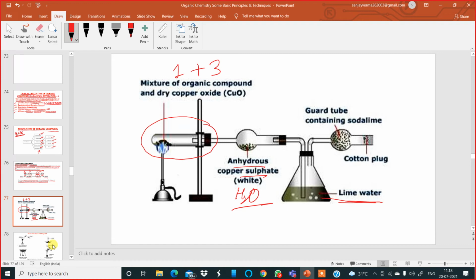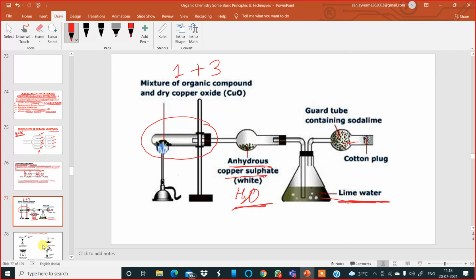If by chance there is any ammonia or any other gases coming out, they are collected over here. So this is how we try to detect the presence of carbon dioxide. The color of anhydrous copper sulfate, if it absorbs water, will turn blue. So we come to know that hydrogen is there. And if the lime water turns milky, we come to know that carbon dioxide is coming out, so carbon is there. This is how we detect carbon and hydrogen.